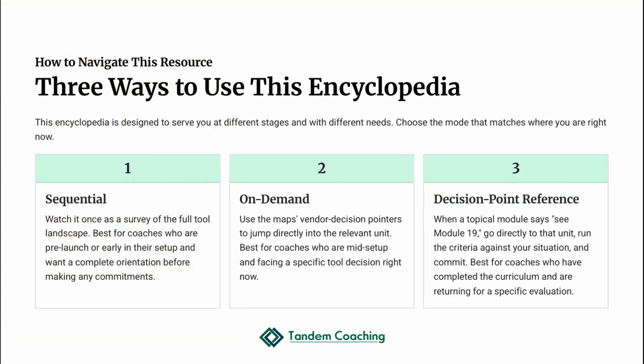3 valid ways to use this reference, all of them on the table. Sequential: watch the whole thing as a survey of the categories you'll touch. On demand: when a topical module says see the reference, click straight to the unit and don't read the rest. Decision point: when a vendor decision is in front of you this week, pull the unit, run the criteria for your situation, commit. Most students use all 3 at different moments of the course.